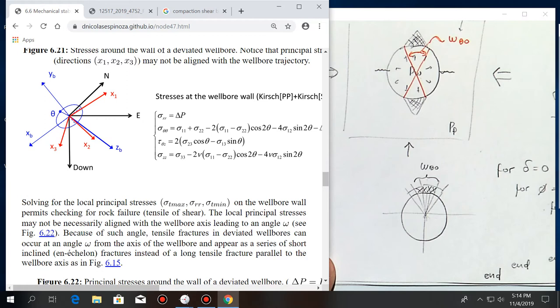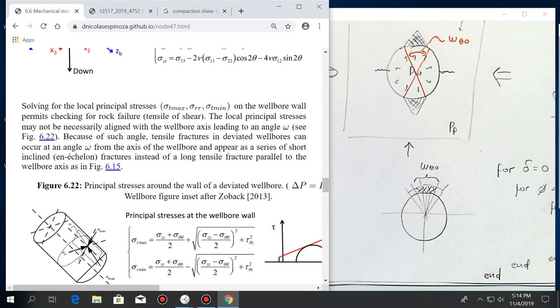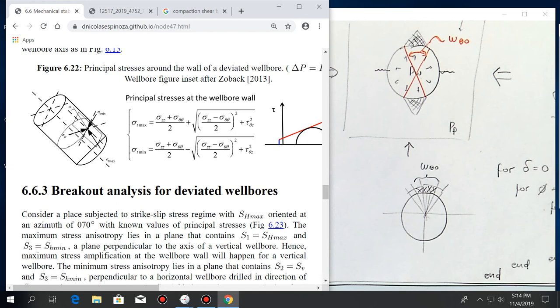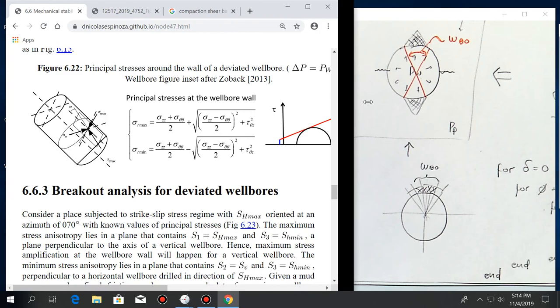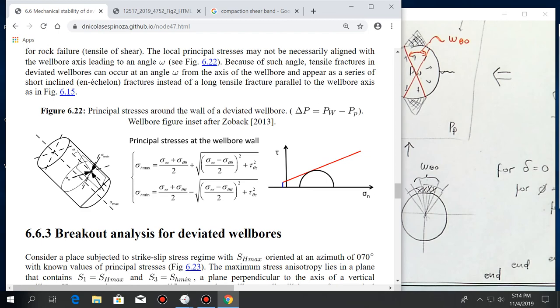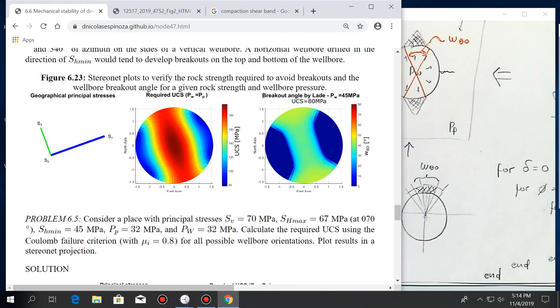And that's it. That's all of what you have to do. It just gets a little bit more complicated when you have to calculate stresses around the wall of the wellbore, and then have to compute principal stresses. You can compute principal stresses with eigenvalues in the mathematical software that you use, but also these equations are going to allow you to do that, because it's just principal stresses in a plane, so it's relatively easy. And after that, you're going to be able to plot these surfaces that tell you what the breakout angle is, or what the UCS required is for all orientations and a given state of stress.